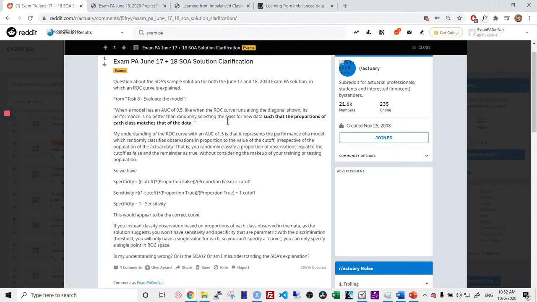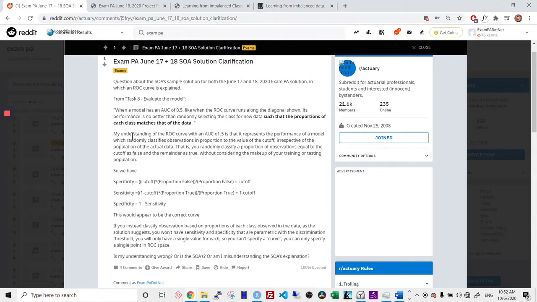So it seems like your main question is, when a model has an AUC of 0.5, like the ROC curve runs along the diagonal shown, its performance is no better than randomly selecting the class for new data such that the proportions of each class match that of the actual data.